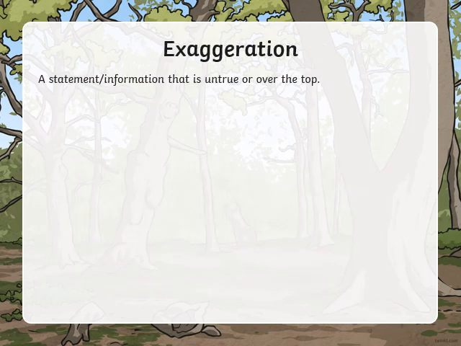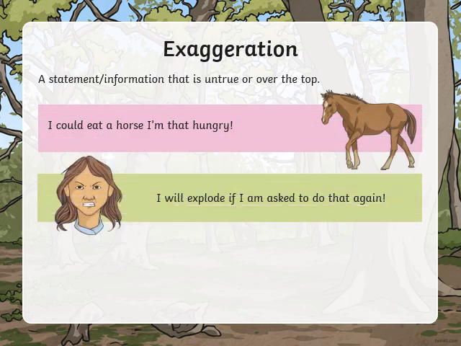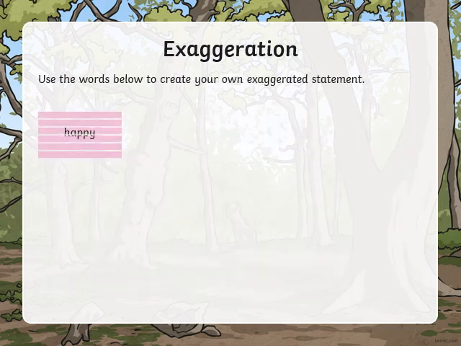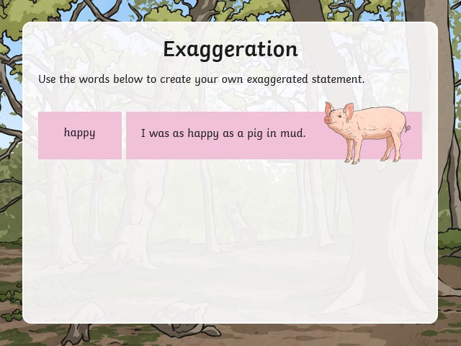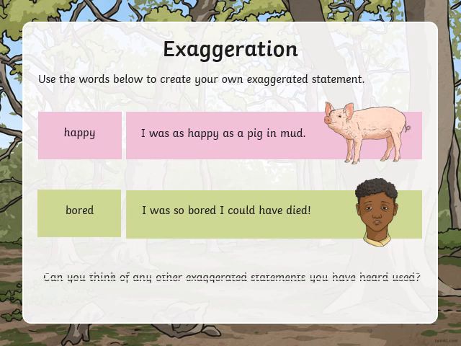Exaggeration means a statement or information that is untrue or over the top. I could eat a horse. I'm that hungry. I will explode if I'm asked to do that again. The motorbike traveled faster than the speed of light. This is exaggeration. I was as happy as a pig in the mud. I was so bored I could have died.